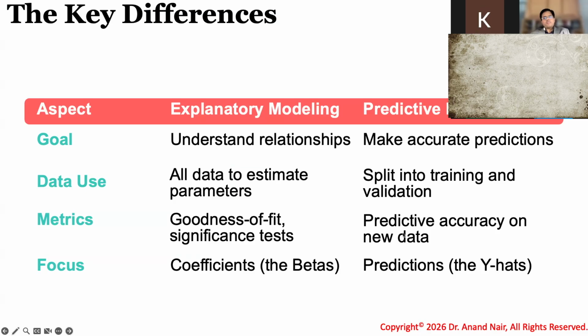In this case, we want to understand the predictive accuracy on new data, the validation data, how it works. And we look at the predictions for the new data set. Right? So that's sort of the big difference between explanatory models and predictive models.